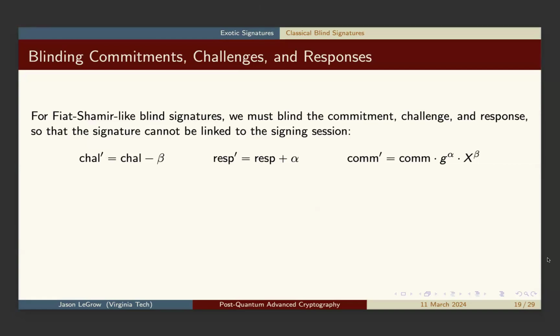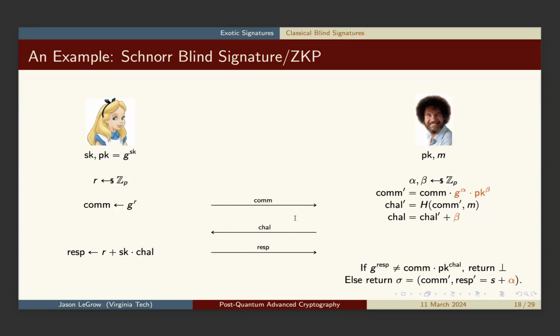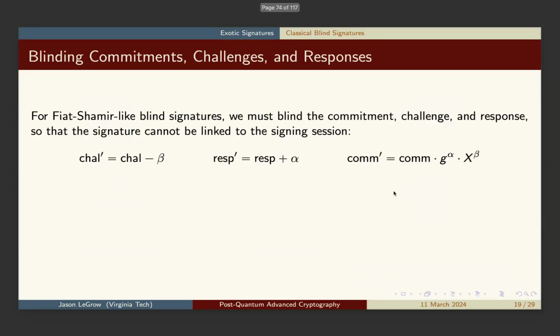Okay, so for Fiat-Shamir like blind signatures, we had to blind all the aspects of the transcript so that the signature cannot be linked to the signing sessions. Because what Alice sees is the transcript, the things going back and forth in the middle here. But the signature is obtained from the transcript by adding and multiplying. So it will look different. It's like a one-time pad kind of thing.